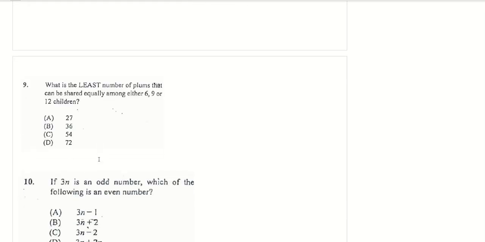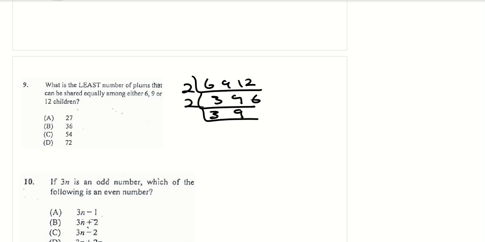Number 10, what is the least number divisible by 6, 9, and 12? We need to find the LCM of 6, 9, and 12. First prime number is 2. 2 into 6, 3. 2 into 9 cannot. 2 into 12 is 6. So use 2 again because 2 could go into 6. 2 into 3 cannot. 2 into 9 cannot. 2 into 6 is 3. Then you're going to use 3 now. 3 into 3, 1. 3 into 9, 3. 3 into 3, 1. Then you're going to use 3 again. 3 into 1 cannot, bring down the 1. 3 into 3, 1. 3 into 1 cannot, bring it down. 2 twos are 4. 4 threes are 12. 12 threes are 36. So the answer is B.